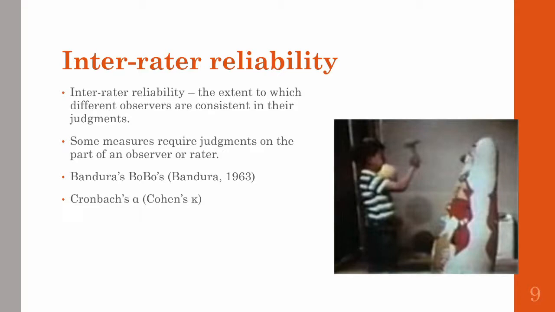If both researchers are paying attention and it's easy enough to see when the child hits the doll, their ratings should be pretty similar. We measure interrater reliability using Cronbach's alpha when judgments are quantitative, or if somehow the judgments are categorical, the statistic you would use there is called Cohen's kappa.